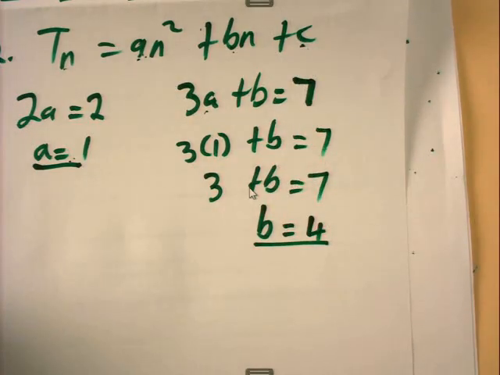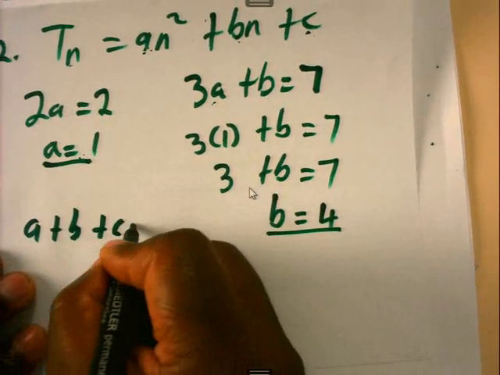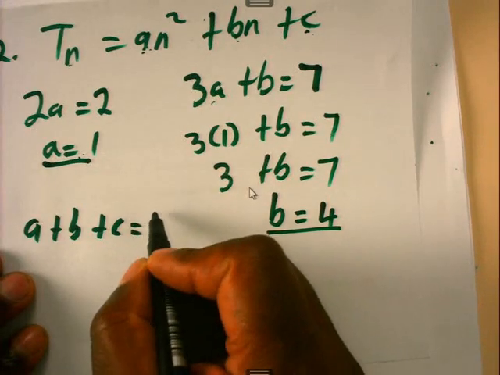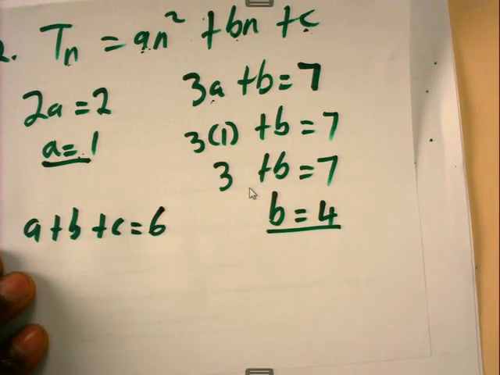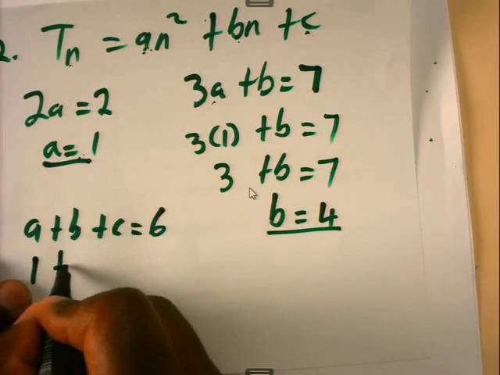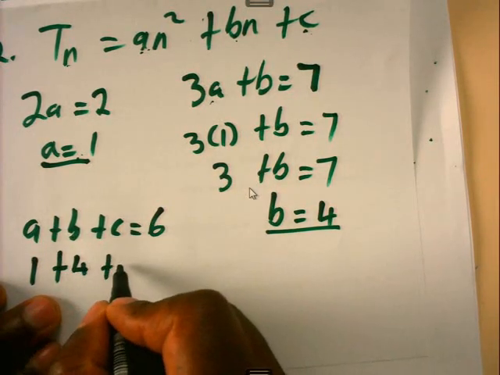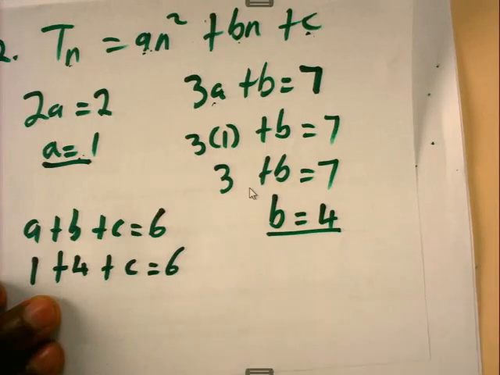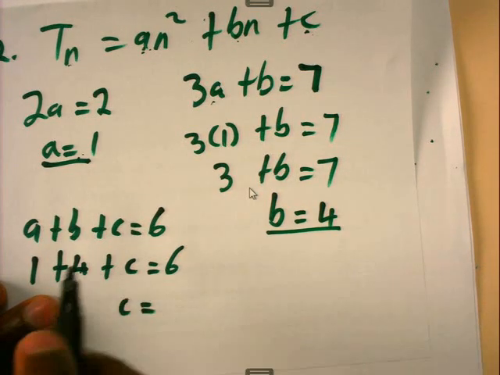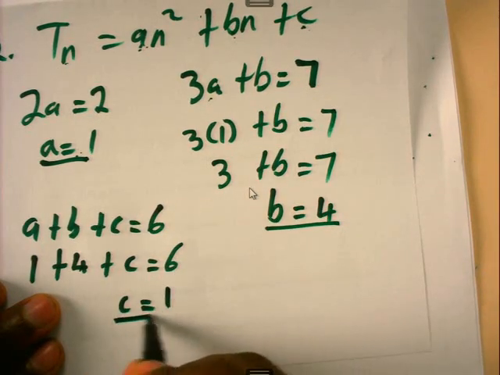This is how we determine the value of c. Remember, we said a plus b plus c is equal to the first term of the pattern. So the first term of the pattern is equal to 6. Now let's substitute. Remember, a is 1, plus b is 4, plus c. The answer must be 6. Now we have to solve for c. 1 plus 4 gives us 5, and this 5 we transpose to the right. You'll be left with 6 minus 5, which will give you 1.